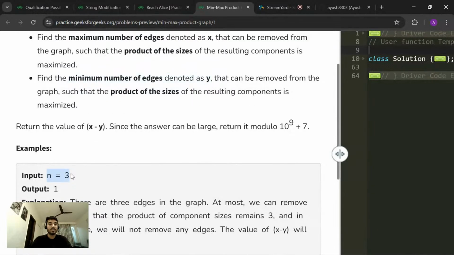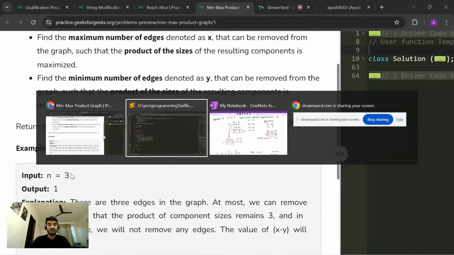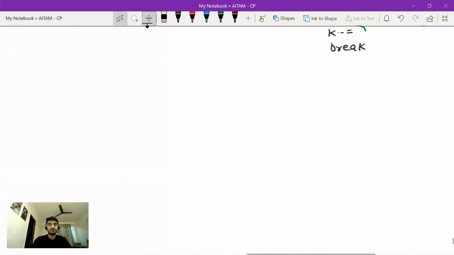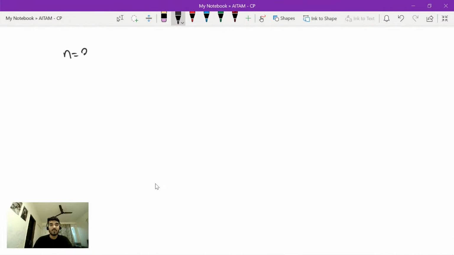So let me explain the first sample test case. N is equal to 3. What will be the output? So n is equal to 3 simply means a complete graph of 3 nodes. What does the term complete mean? It simply means that there is a direct connection from one node to any other node. All the nodes are directly connected with each other. This is the definition of a complete graph.